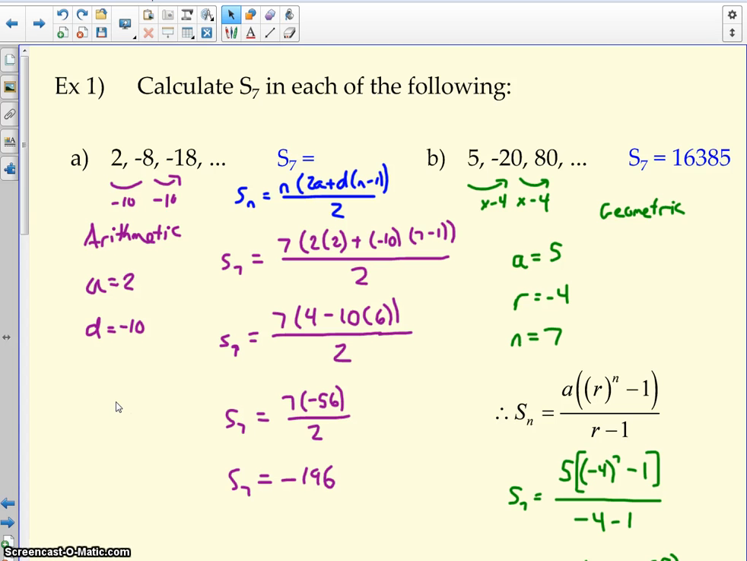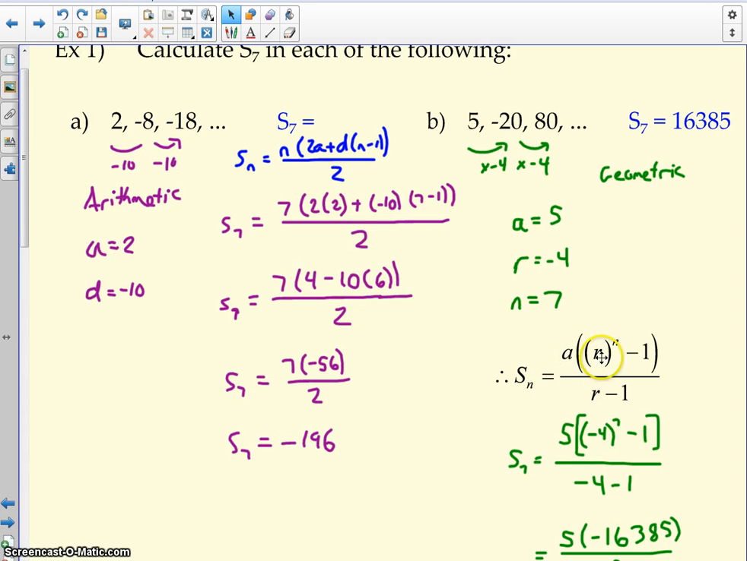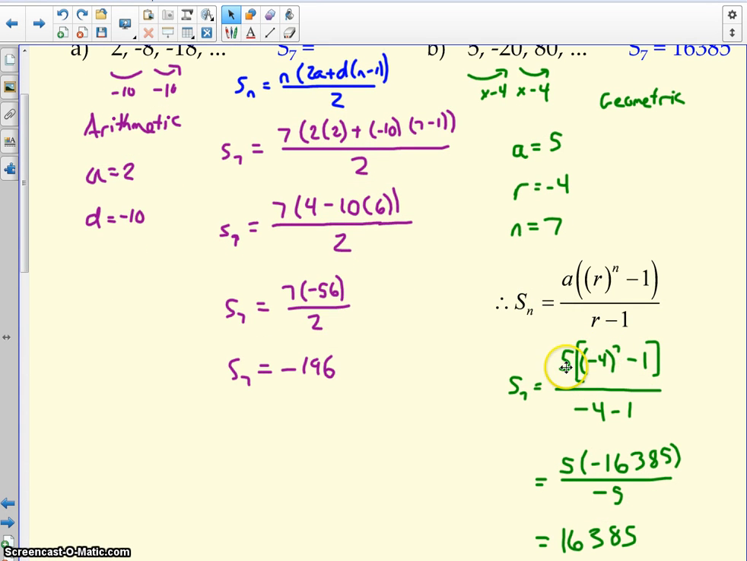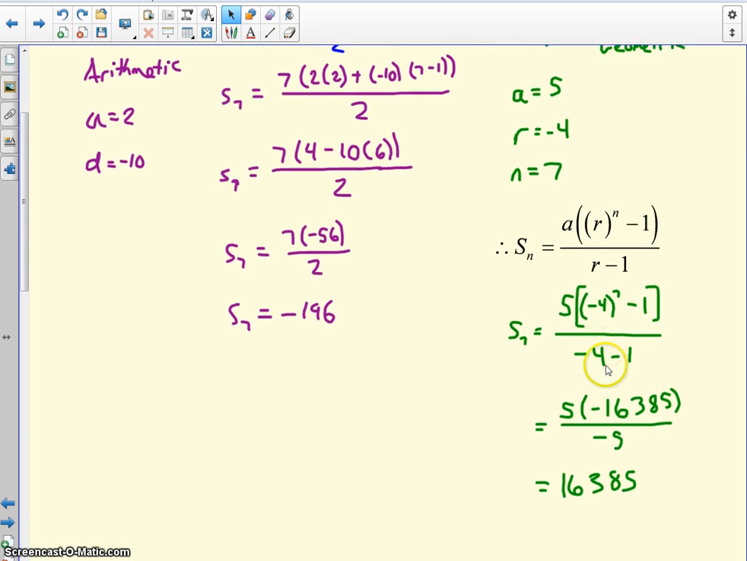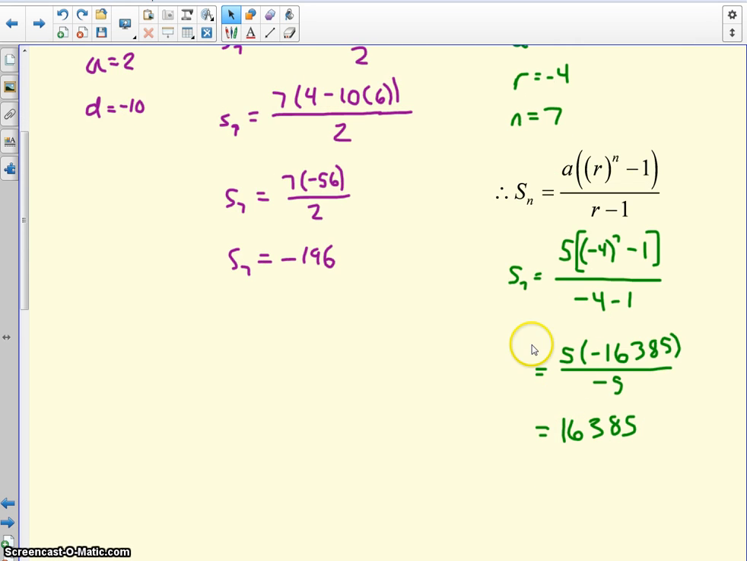Looking at B, this one's a geometric sequence. It's a common ratio of -4 to go from one term to the next. So you have an A value of 5, our first term. R is -4, and since we're trying to find S7, N is 7. We take our geometric series formula, we throw in everything we know. So again, A being 5, R being -4. And again, just watch your algebra. When you use -4 to the exponent 7, you should get -16,384. Minus 1 gives you -16,385. And when you simplify your denominator there, should be -5. When you simplify it all, you get 16,385 as your overall series.